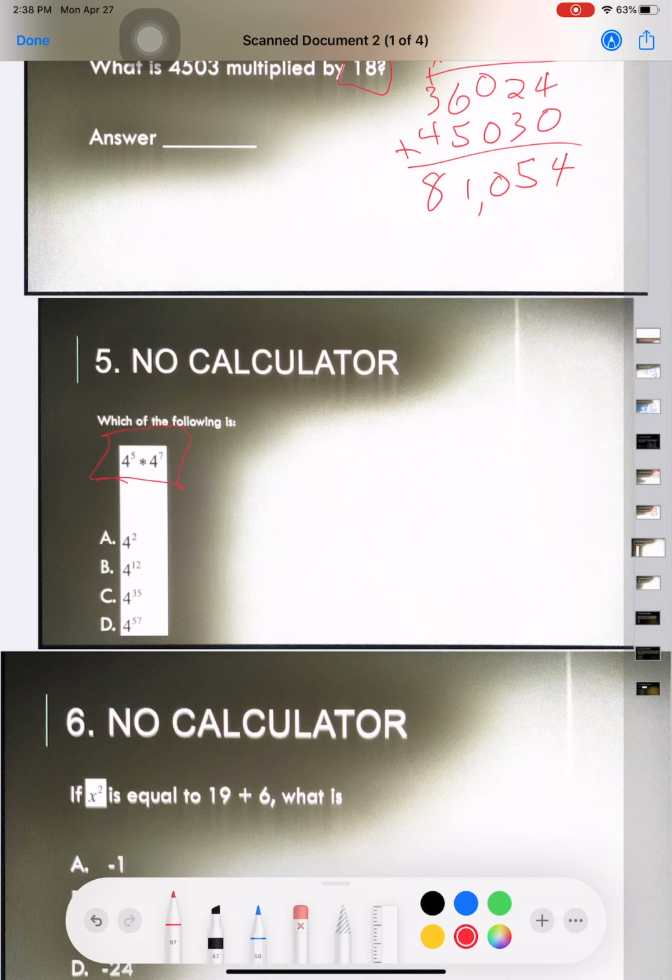Number 5, now we're looking at the rules of power. So the rule here is if they have the same base, you just add the exponents together. So it'll be 4 to the 5th times 4 to the 7th. So really it's 4, 4, 4, 4, 4 times 4 seven times. That's really what it is. So you could add all of those 4s together, or you can count them all up, whichever way you want to do it. You're still doing the same thing. It'll be 4 to the 12th, which is B.